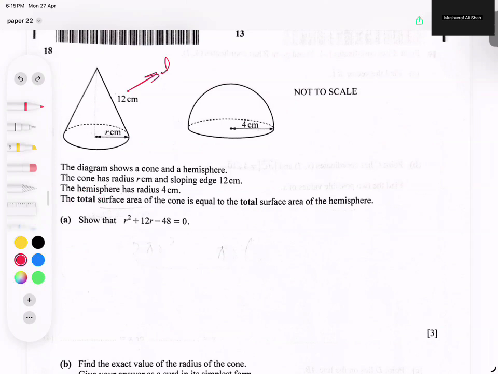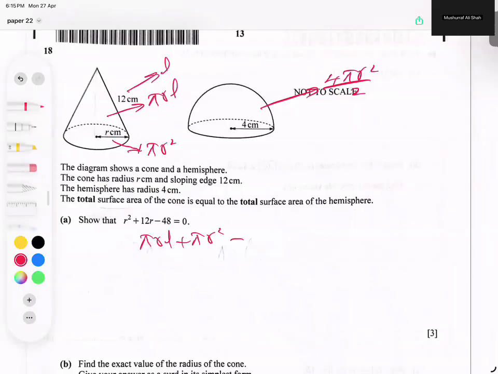This is a cone. Okay, so what is the surface area of the cone, student? We have two parts: circle area pi r square, and curved area is pi RL. And what about this, student? Full sphere is 4 pi r square, divided by 2. Why? Because hemisphere. Okay. Now, student, we can go for it. Pi RL plus pi r square equals 2 pi r square. We can divide the whole equation by pi: RL plus r square equals 2r square.